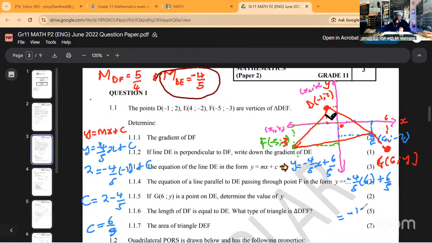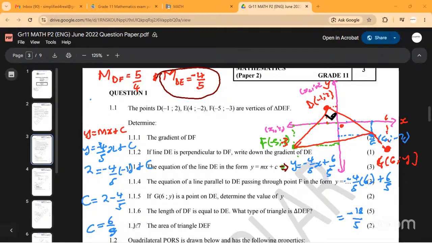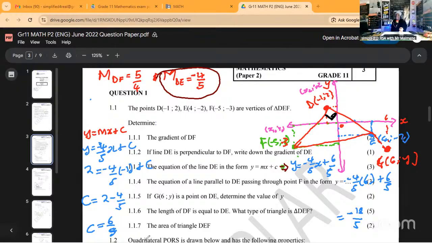I get negative 18 over 5. Is that what you guys also got? You're getting the same, ne? Yes. All right. So the length of DF is equals to the length of DE. What type of triangle is DEF?